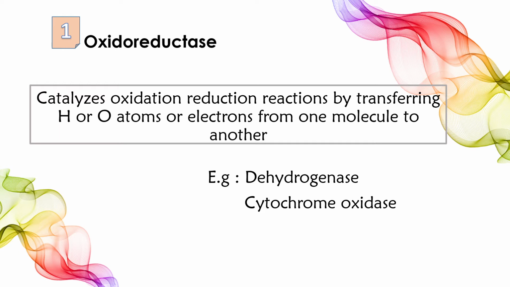Oxidoreductase catalyzes oxidation-reduction reaction by transferring hydrogen or oxygen atoms or electron from one molecule to another. Example of these enzymes is dehydrogenase, which catalyzes the reaction by transferring hydrogen from one substrate to another hydrogen acceptor. Another example is oxidase, which catalyzes oxidation in the presence of free oxygen.